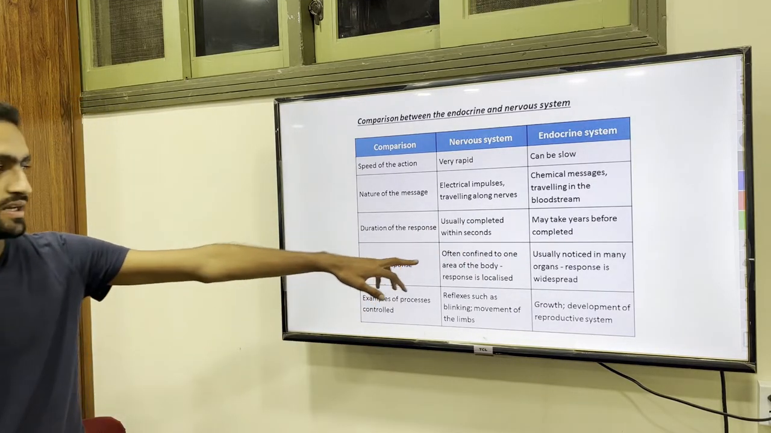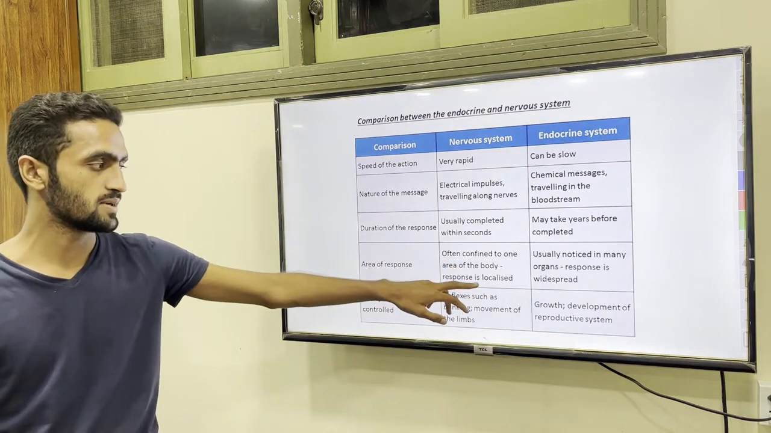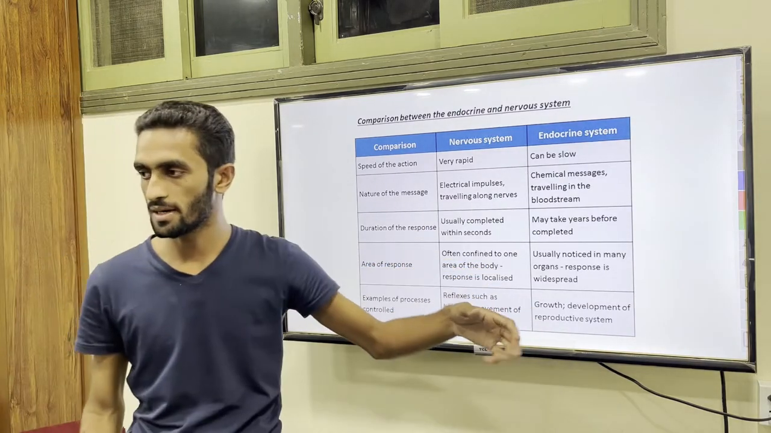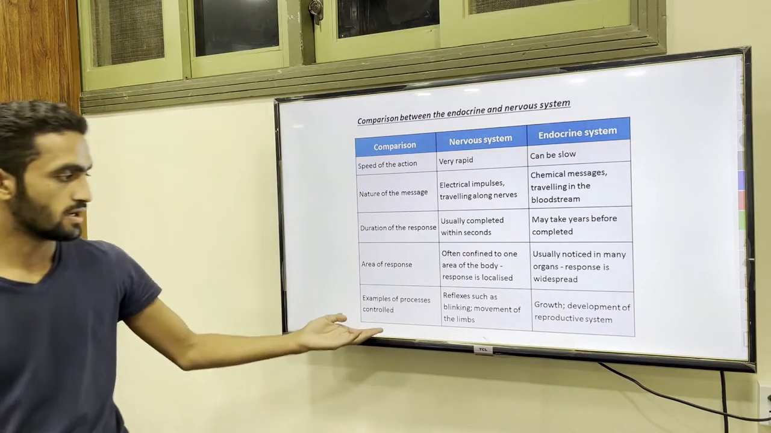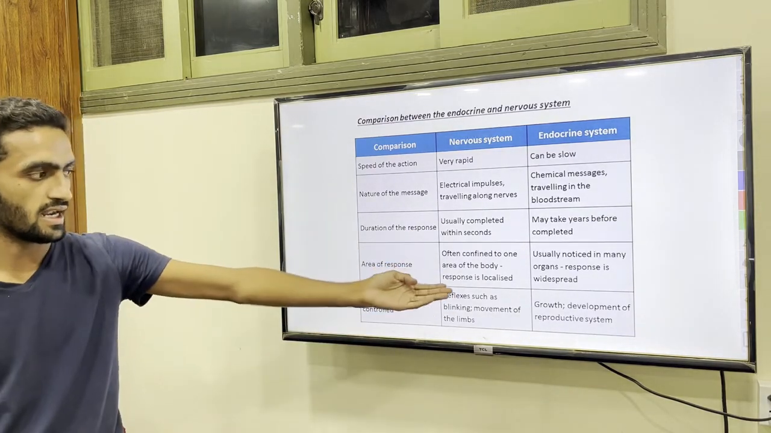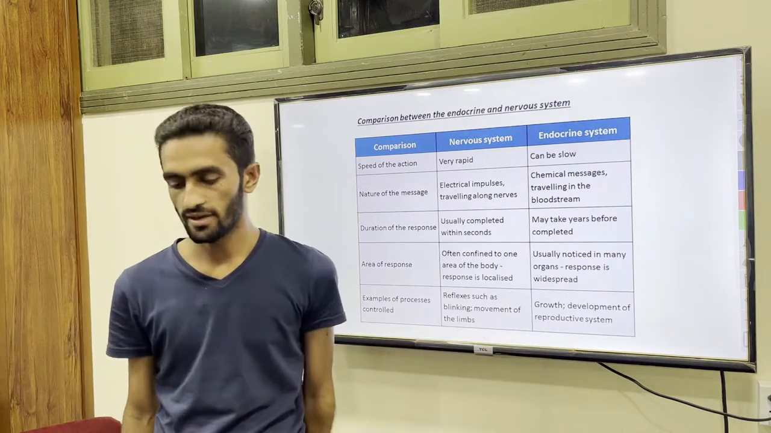The area of response in the nervous system is often confined to one area of the body; the response is localized. But in the endocrine system, for example, growth hormone acts throughout the body. Reflexes are an example of the nervous response, and growth is the example here.